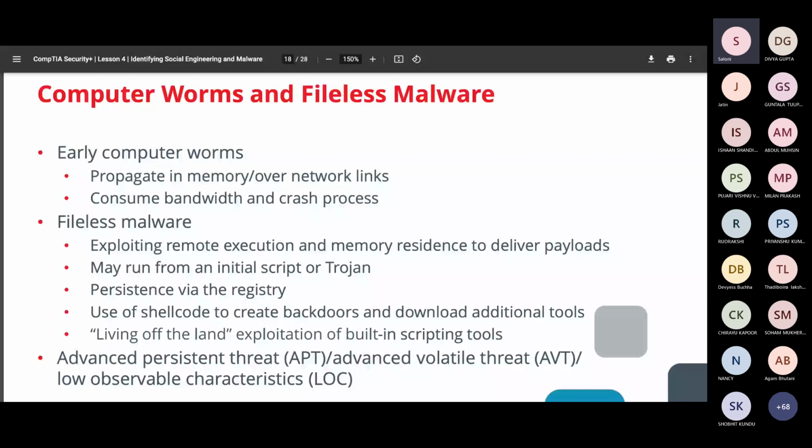Then we have fileless malware. This is about the example which I have shared, so you all may go through this.